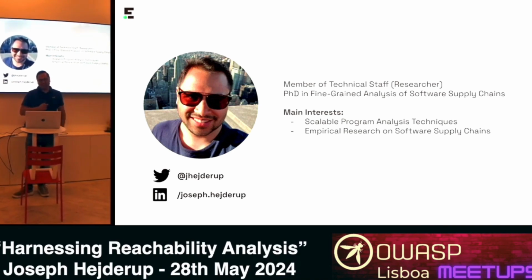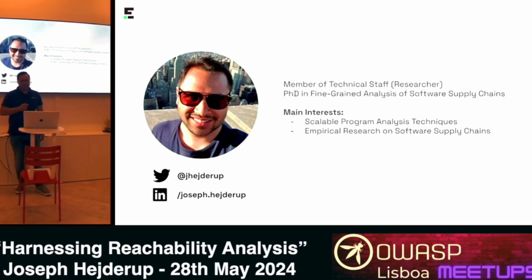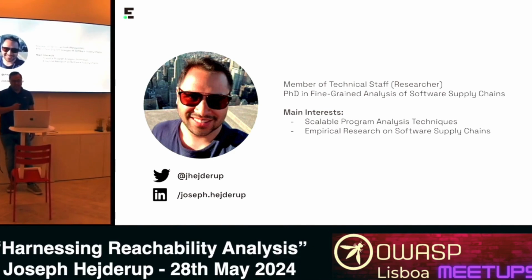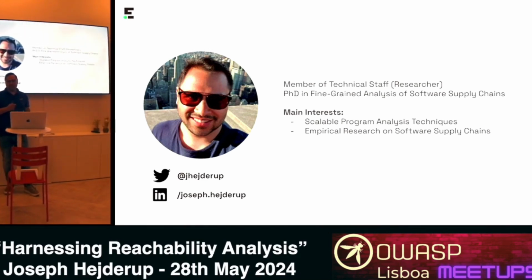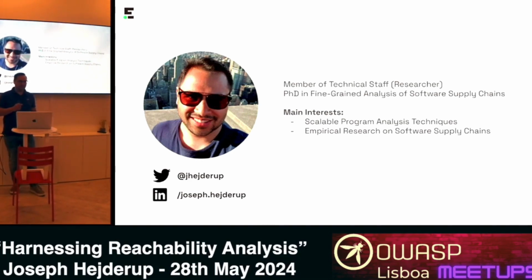So what are my main interests? Well, I'm primarily interested in trying to scale program analysis techniques, particularly in the area of software supply chains. But I'm also very interested in doing empirical research and trend analysis around different ecosystems such as NPM, Rust, and others, to understand what is going on there, developments, how contributions are being made, and what the situation is around the security of the infrastructure and such things.